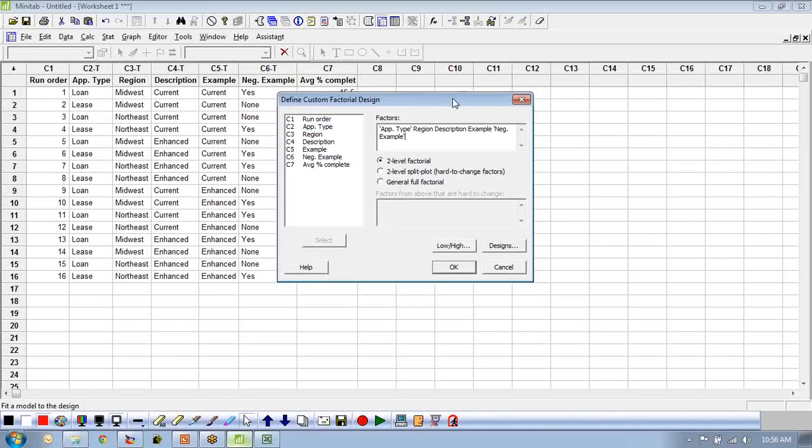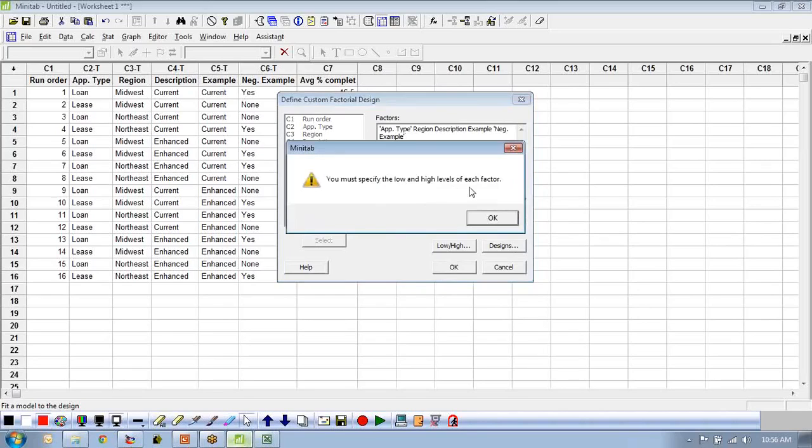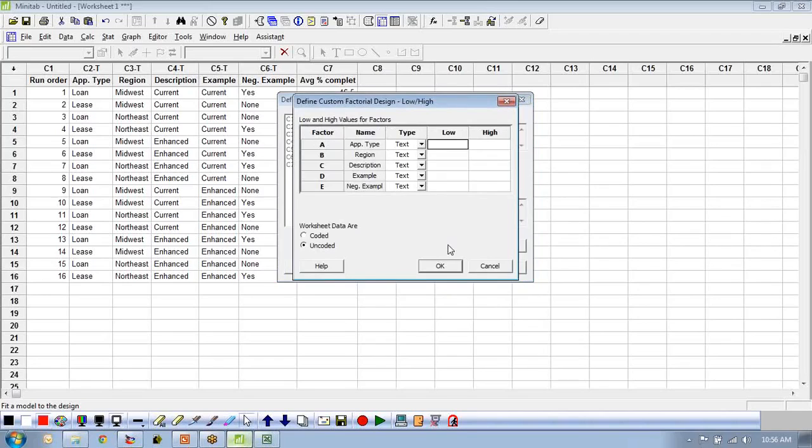Okay, I'm going to make a little instructive mistake. I'm going to click OK, and Minitab's going to get mad at me. Oops, I have to specify the low and high for each of them. I click OK. Now, normally I could type in -1s and +1s, and that would work just fine. Minitab will usually come up with those, but in this case I actually have to type what's there. So application type, the low would be, I believe it was loan. High would be lease.